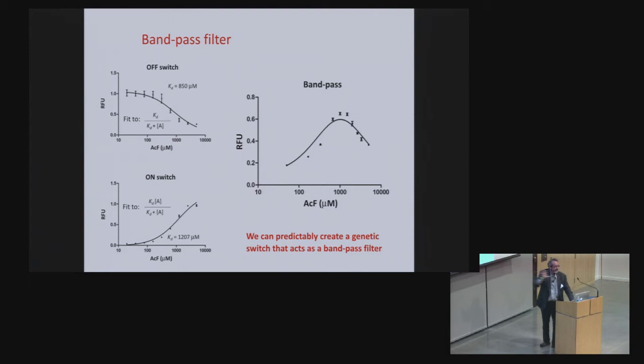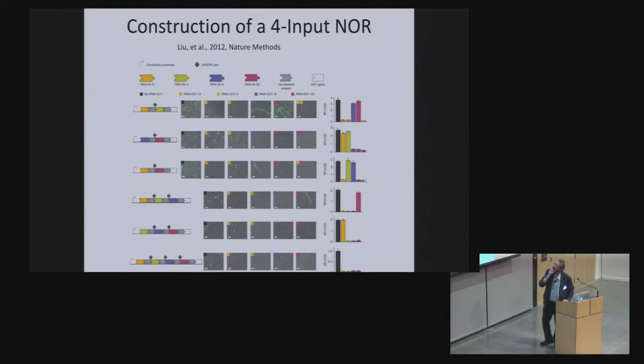And it's getting so good now that I can build on a single transcript a four-input NOR gate, for example. And I can build arbitrary logics up to about four or five inputs on a single transcript, which is actually a very compact logic. The biggest logic circuit built is built by Chris Voigt from a postdoc of mine now at MIT. He built a five-input AND gate. But to do that, he used a large number of promoters and regulators. So now we have this much more compact.